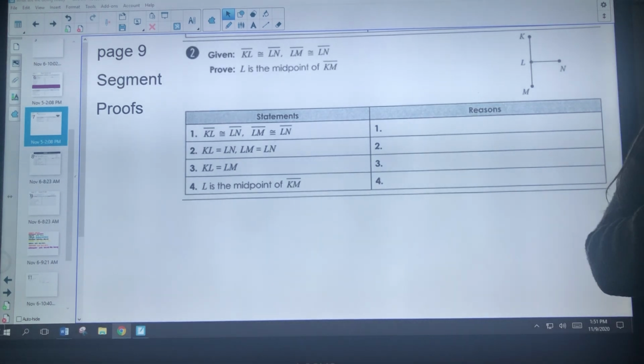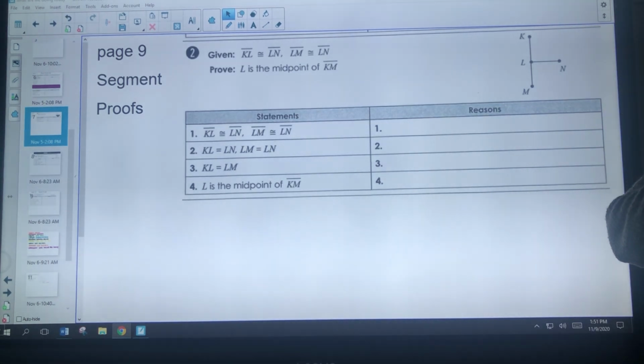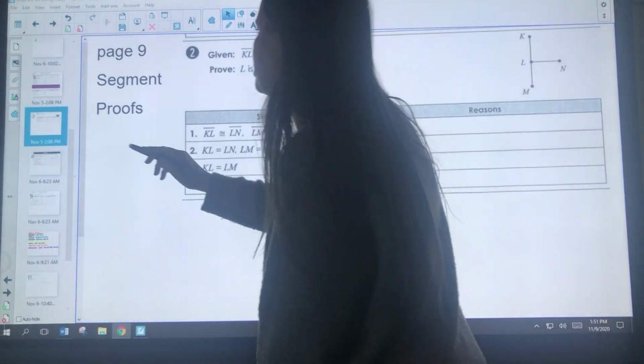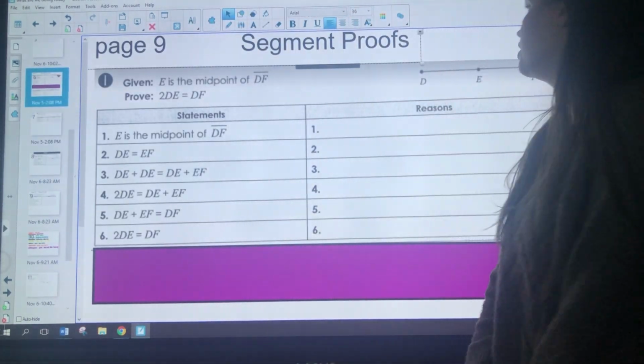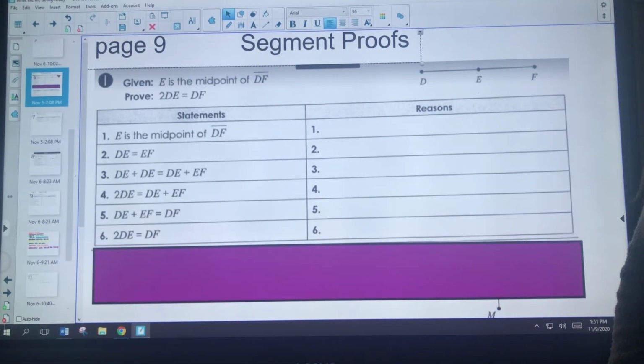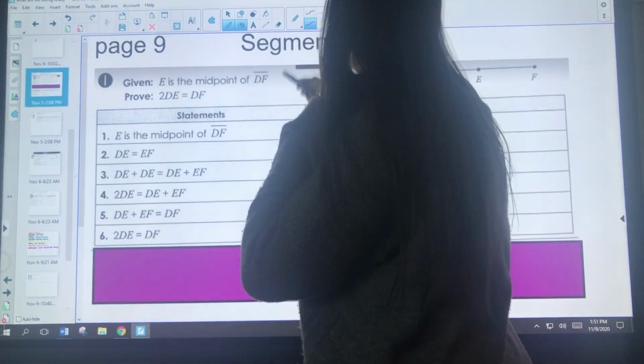So I'm going to give you 2 examples of segment proofs and 2 examples of angle proofs, because it's just using the properties that you've already been doing. So the first one is on page 9 if you're in your printed notes.